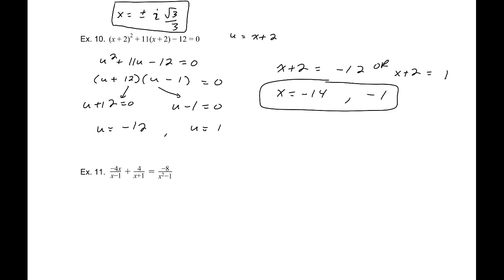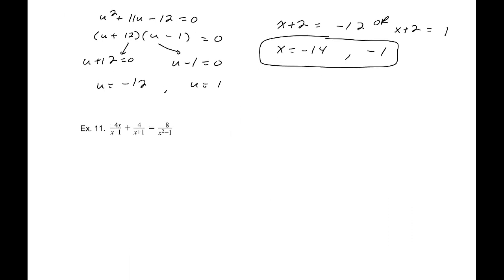All right, number 11. This is actually a rational equation, and we dealt with rational expressions in the last chapter. So what we're going to do is first factor anything that we can. Negative 4x over x minus 1 does not factor. Plus 4 over x plus 1 doesn't factor. However, the denominator on the far right does. This would be x plus 1 times x minus 1.